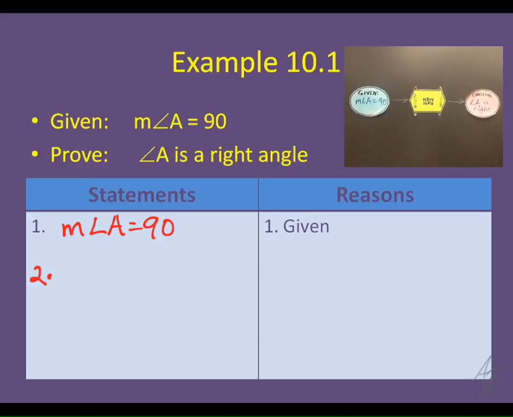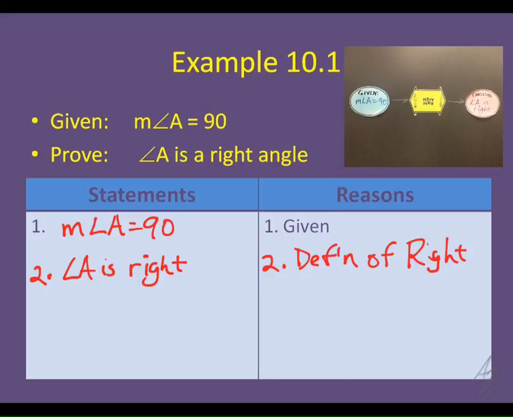Step number 2. What did I know then? What was the second thing that I knew in this proof? I first knew this, then I knew this, which is what? Angle A is a right angle. And how did I know that? What did I use to get there? What is this? It's the definition. We'll abbreviate that DEF'N of right angle.